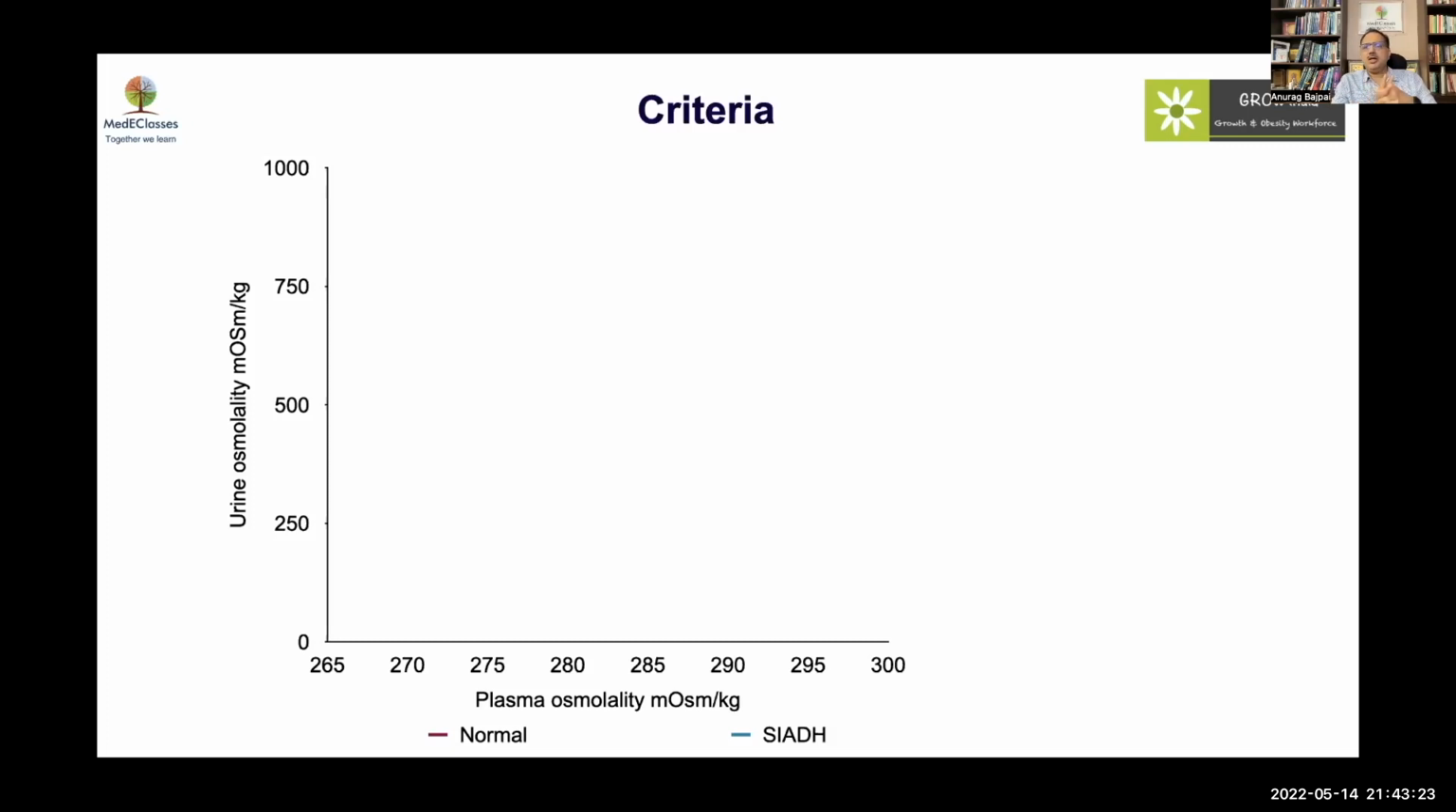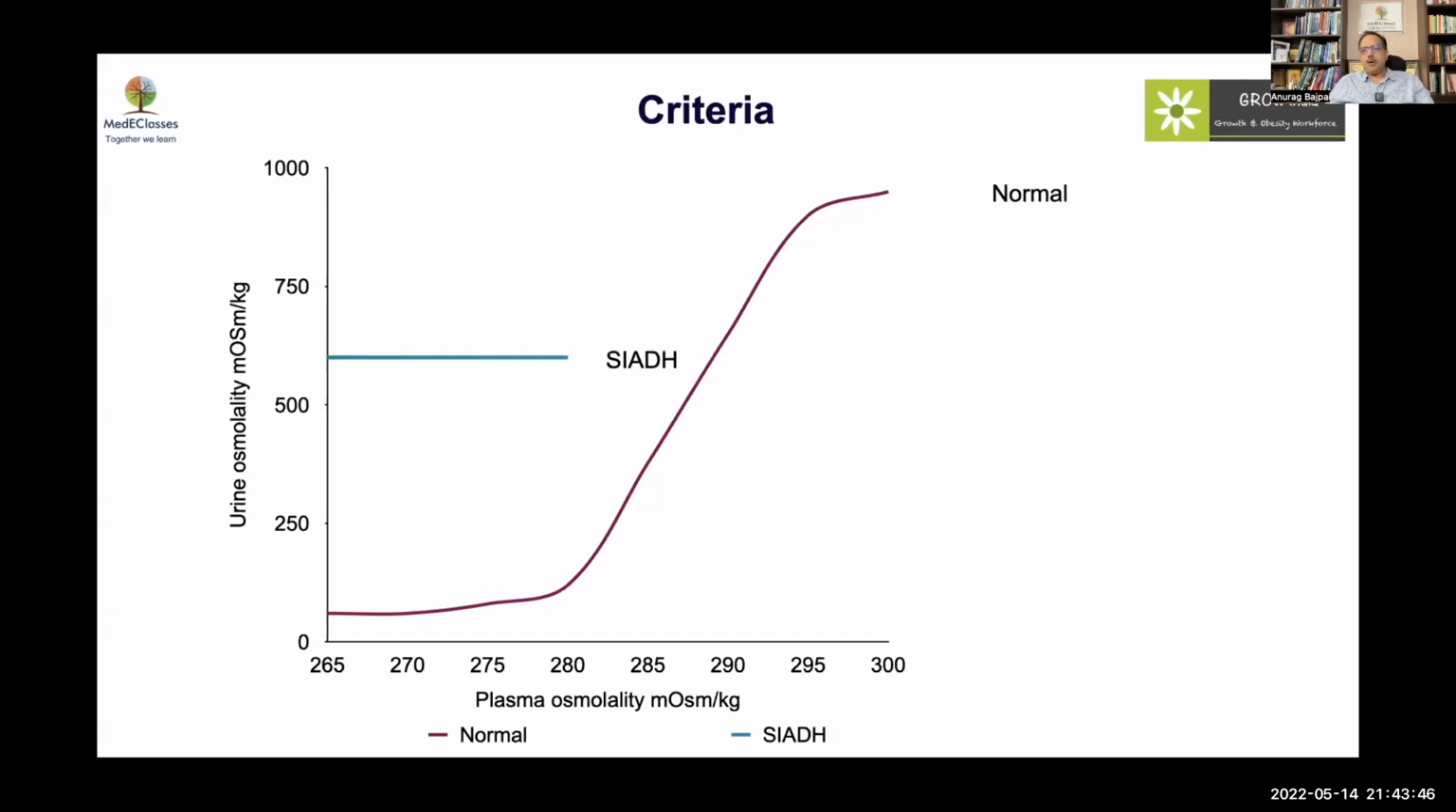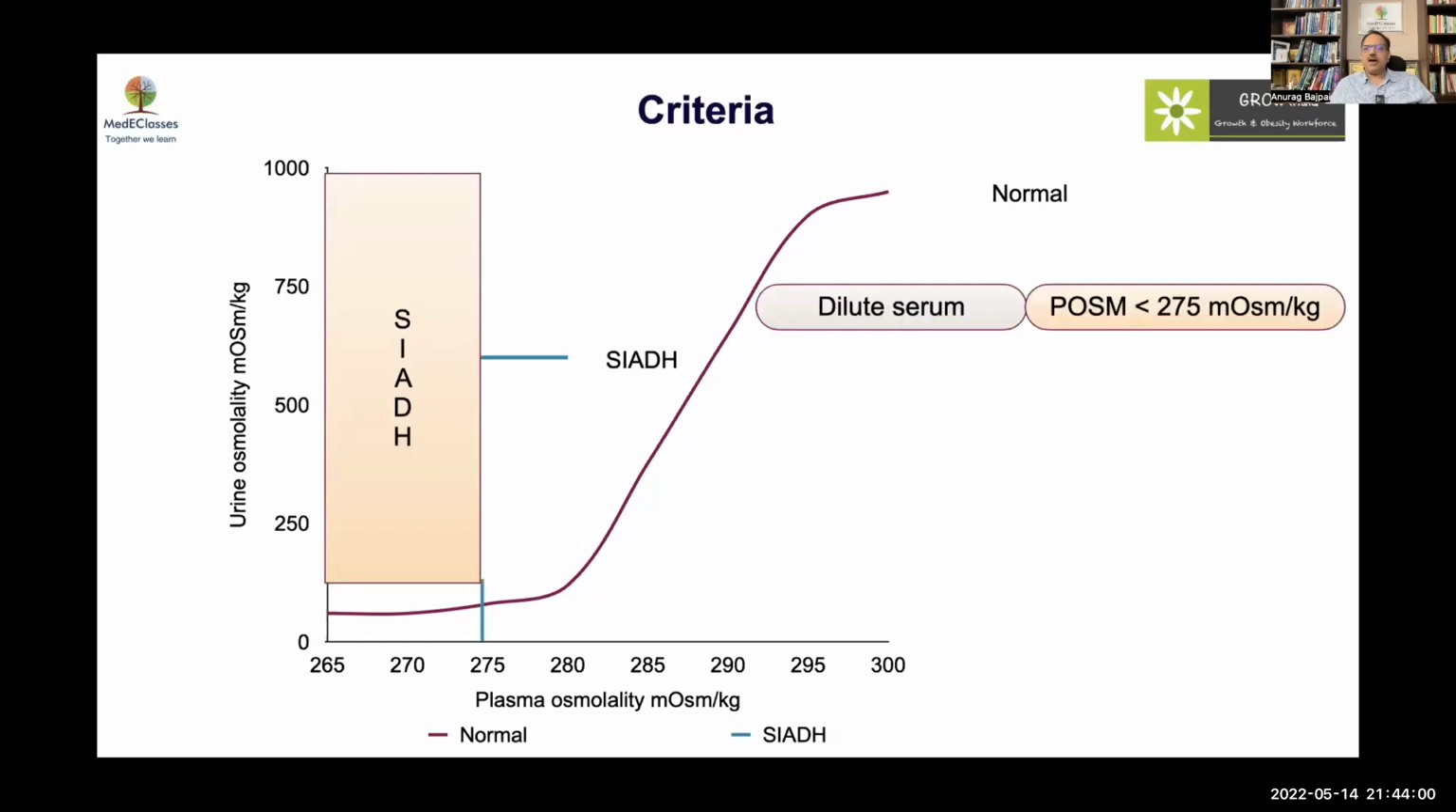SIADH is an important cause and something which is there for chronic hyponatremia. It is one of the most common causes. Now, we all know that as the plasma osmolality goes up, the urinary osmolality goes up. So essentially, below a plasma osmolality of 280, you hardly have any urinary concentration. This is normal, but if you have inappropriate urinary concentration, dilute blood, concentrated urine, that is what is syndrome of inappropriate ADH secretion.